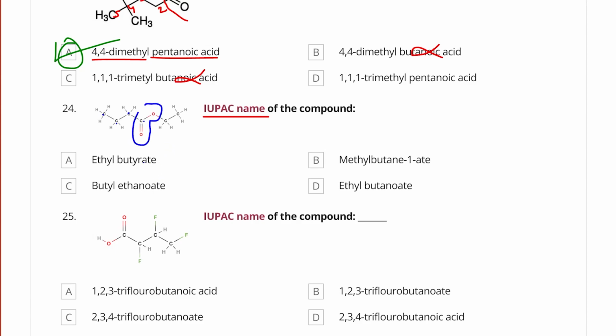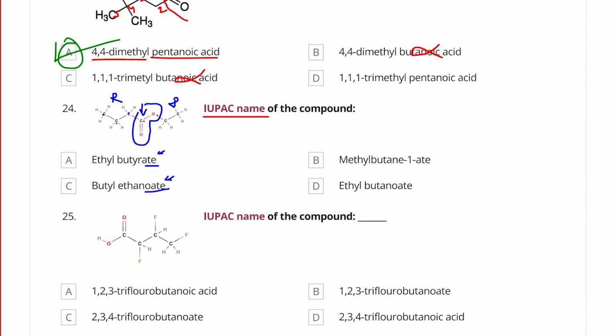So the suffix is -ate, or -oate. Actually, this is the IUPAC name. This is the common name, -ate. So we have a carbon chain here, as you see, my dear friends, having one R and R. So the carbon attached to the carbonyl carbon is the parent chain.